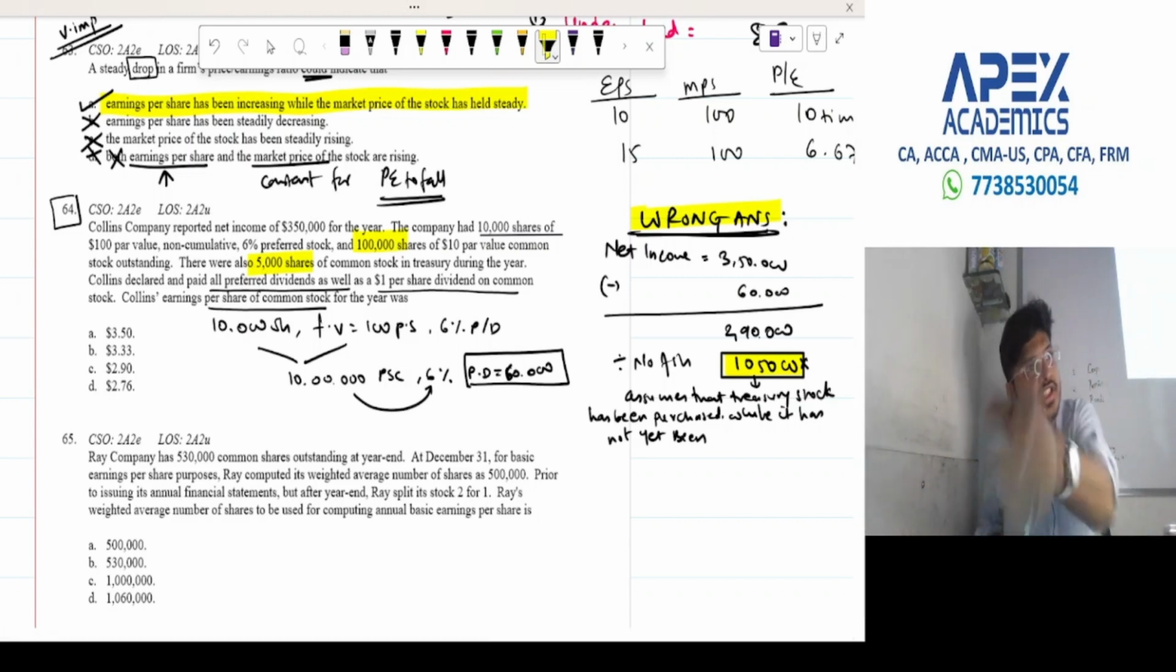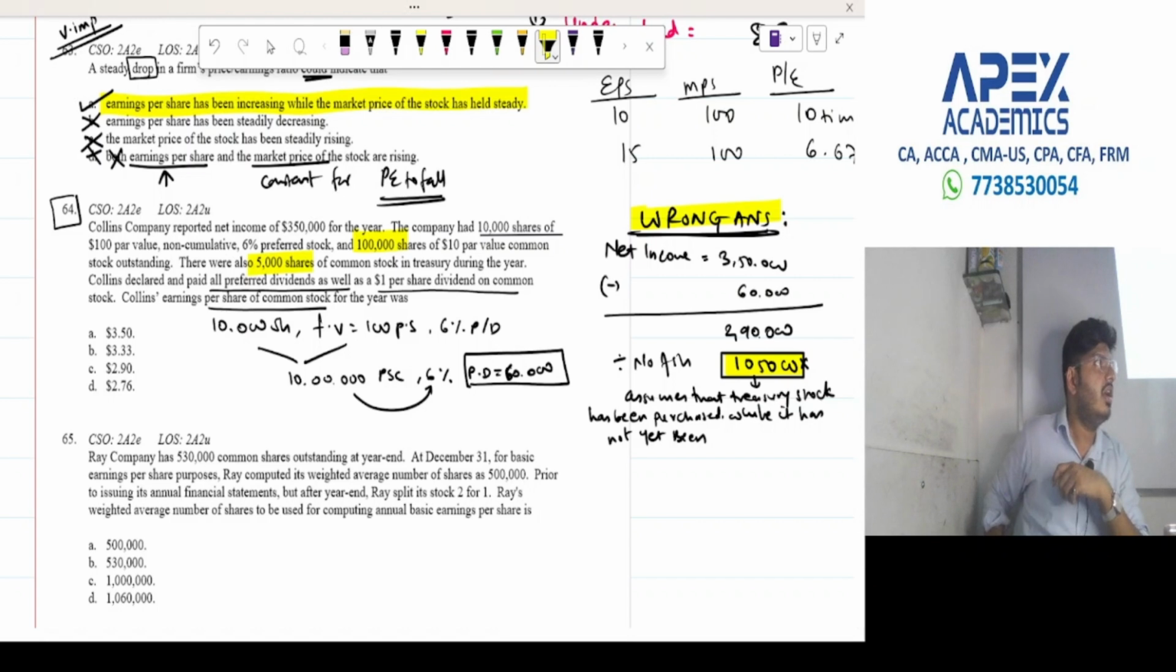Where does it say that the shares have been bought back? Does it say anywhere? No. How are you assuming that? You can't. It is wrong. You cannot make such an assumption.